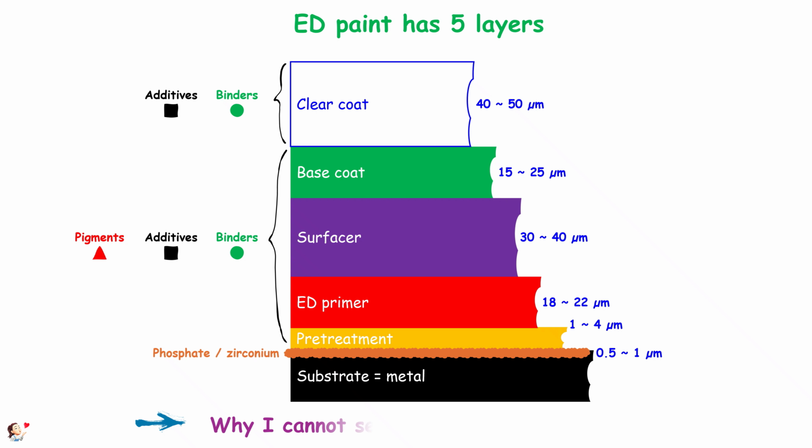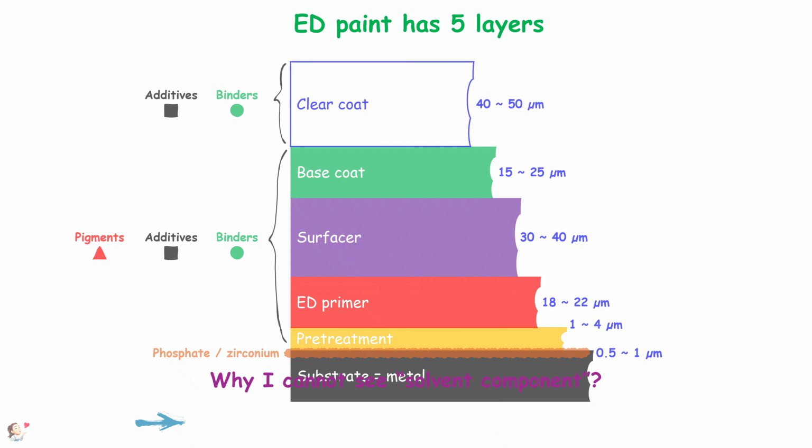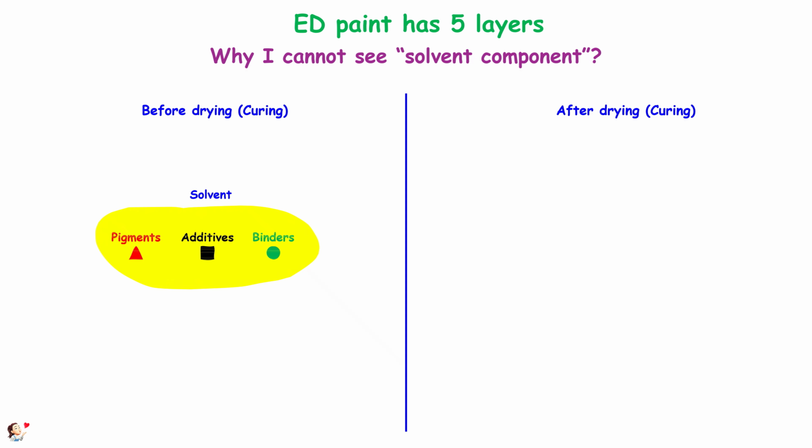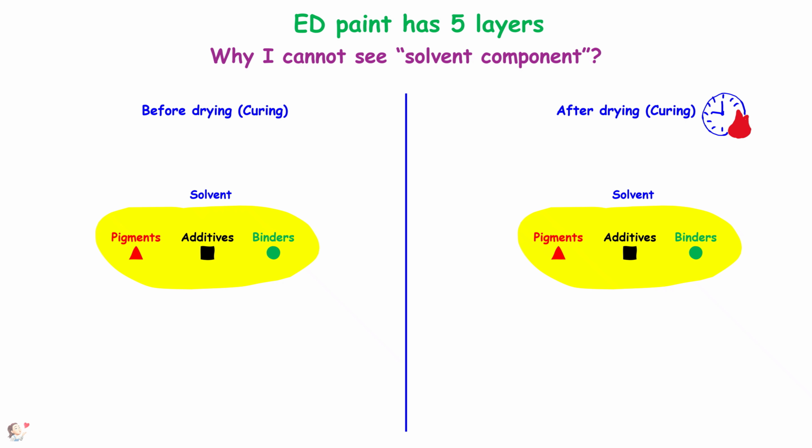Wait a minute, I'm very curious. Why can't I see the solvent component to find the answer? Let's delve a little deeper into the ED painting process. Normally, when the paint is first applied, this is called the pre-drying stage, and the solvent is still present. However, to dry the paint, there's a curing process lasting 1 to 2 hours. After curing, the solvent, being a liquid like water, evaporates under the influence of high temperatures around 150 degrees Celsius.